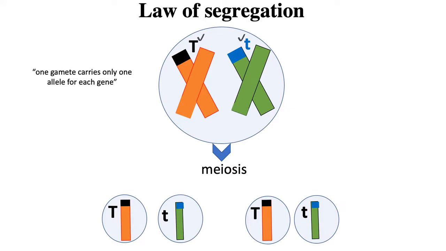Now comes the last part, which says that one gamete carries only one allele for each gene. This means that at the end of the meiosis process, we will get four cells such that each cell will have only one allele in it. Here, two cells will have capital T and the other two cells will have a lowercase t. Thus, each gamete gets only one allele. All this phenomenon was hypothesized by Mendel and later it was accepted as the law of segregation.